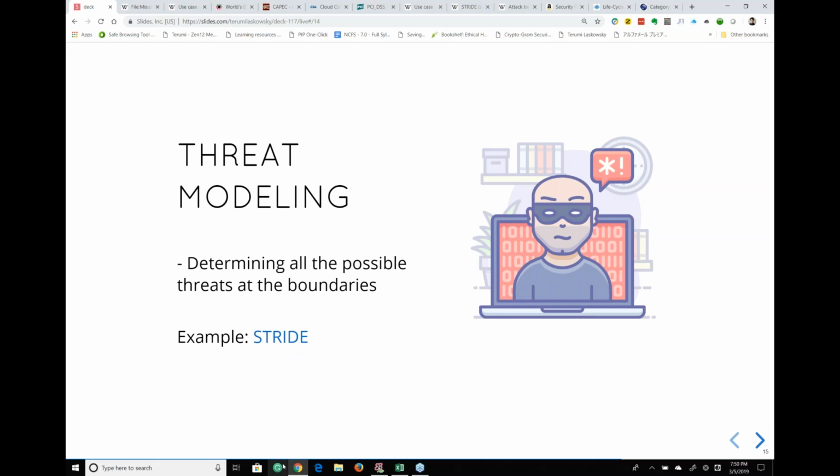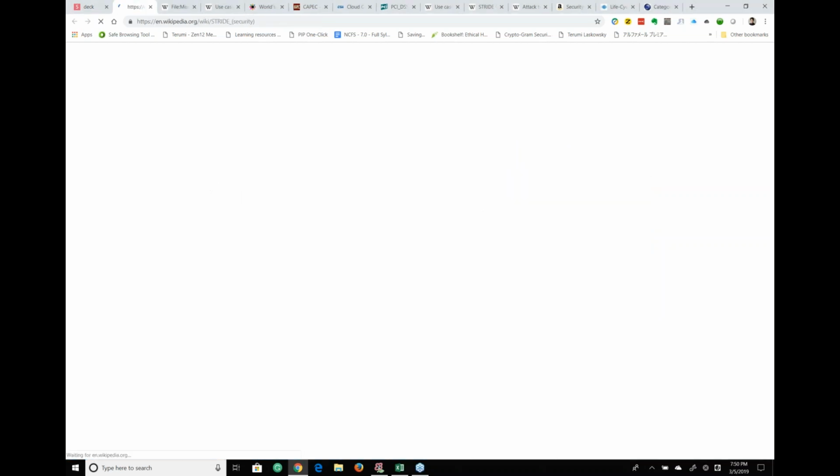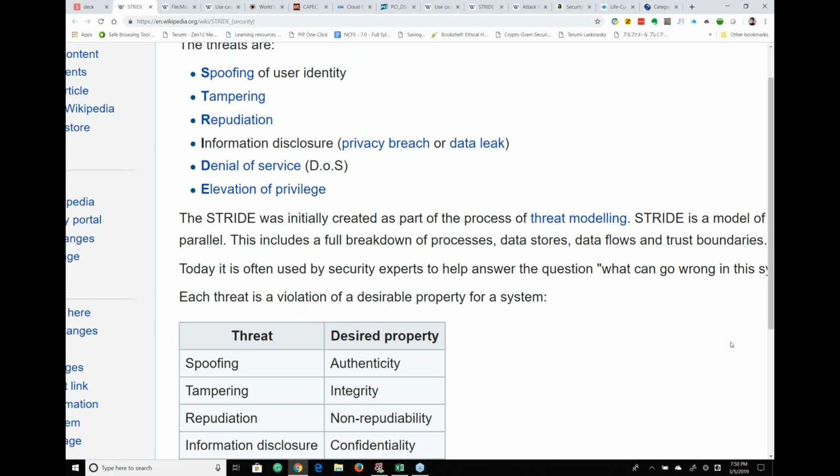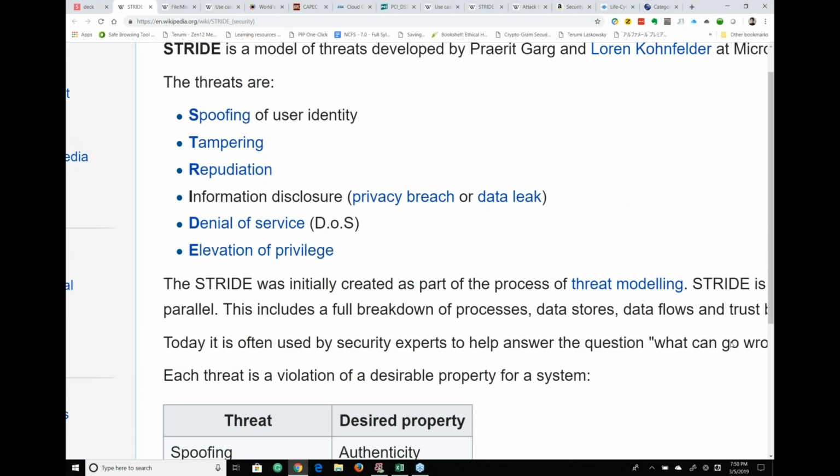Okay. So with STRIDE, I actually have, I believe, you know what? Due to time, I think I'll just show you not the Microsoft presentation, but the Wikipedia. So basically, STRIDE stands for spoofing, tampering, repudiation, information disclosure, denial of service, elevation of privilege. So spoofing is violation of authenticity of source. Somebody's pretending to be somebody.